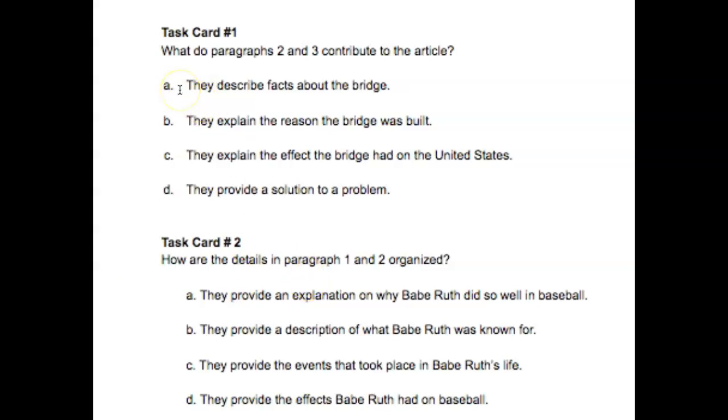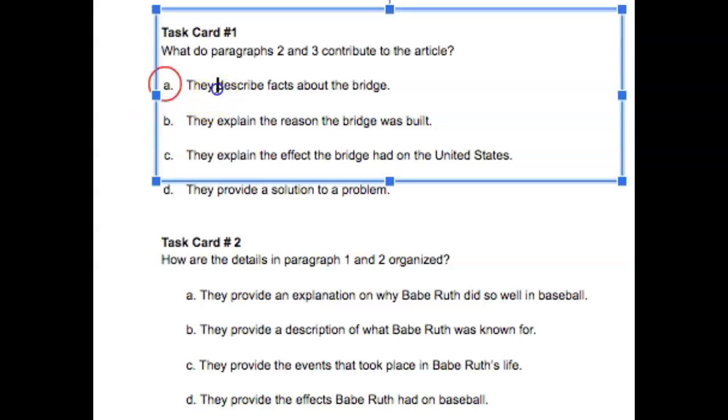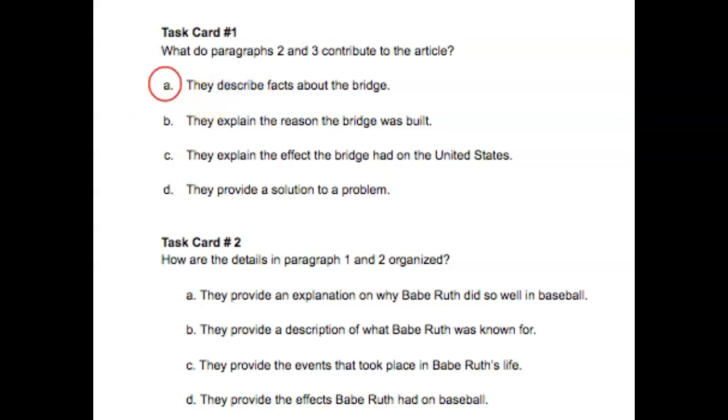So let's look at A. They describe facts about the bridge. So that right away matches what I was originally saying. And you can see that it's going to say describe, which is also the text structure. They explain the reason the bridge was built. Did not explain the reason. They explain the effect the bridge had on the United States. They provide a solution to a problem. So it was not problem and solution, so it cannot be that one.